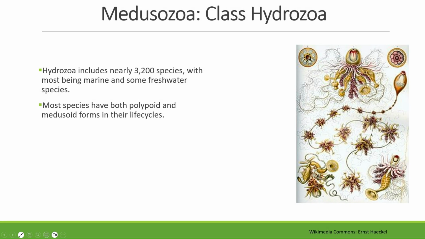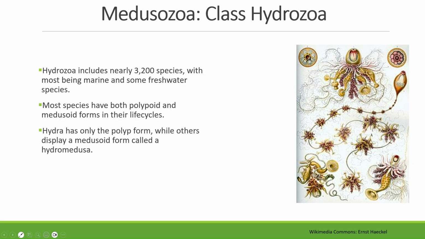However, there is a lot of variation. For example, the well-known Hydra has only the polyp form throughout its life. Other hydrozoans have a small medusa stage called a hydromedusa. Hydrozoans show a wide range of body forms and lifestyles.